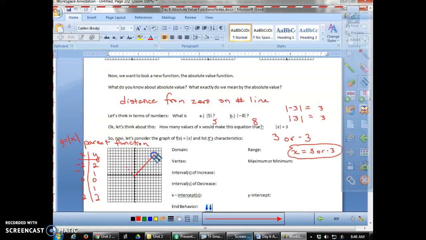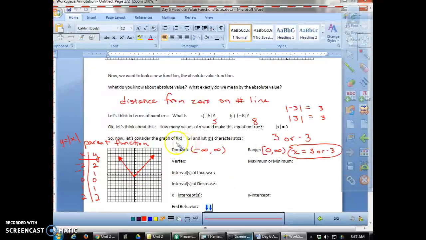Okay? And do your best to make it straight. Now, we're going to do everything with this function just like we did with our polynomial unit. So domain, range, increase, decrease, and all that good stuff. So what do you think the domain of this is going to be? Very good. What's the range? What's my lowest possible y? 0. So my lowest y is 0, but it can go up to infinity.